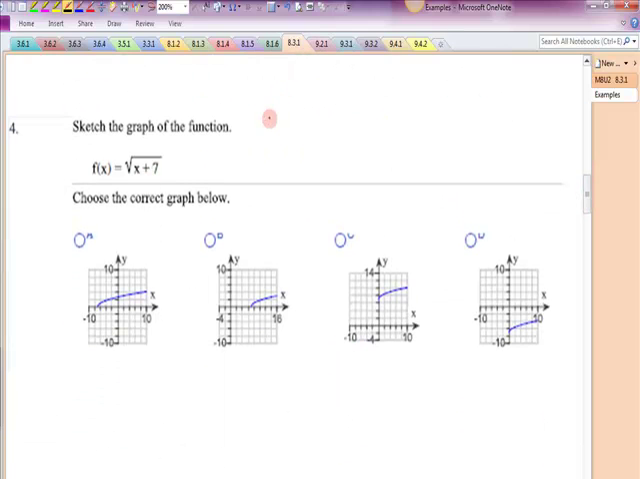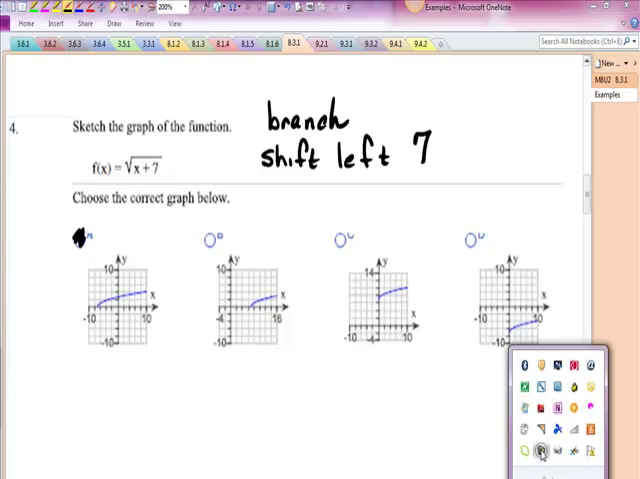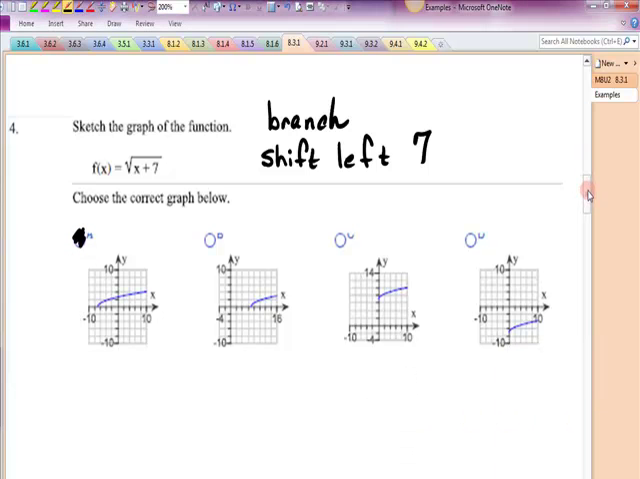This one has a square root, which means it is a branch. And it has a +7 inside. So it's going to shift left, because plus means left, 7. And this is the one that shifts to the left, 7. All right, let's look at the next one.